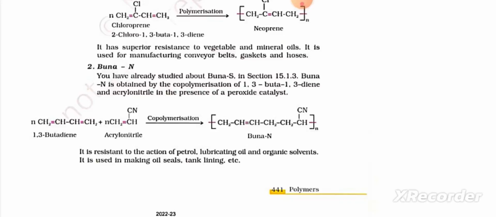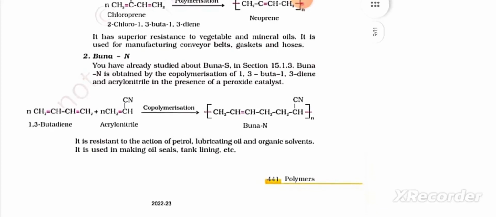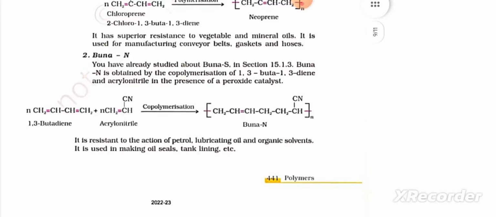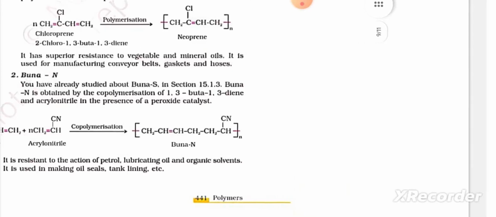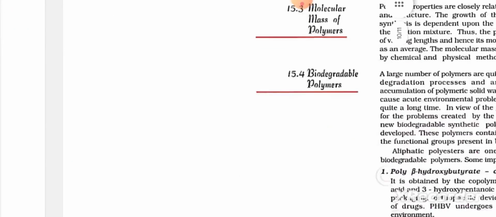Second is Buna-N. You have already studied Buna-S in section 15.1.3. Buna-N is obtained from the copolymerization of 1,3-butadiene and acrylonitrile in the presence of a peroxide catalyst. It is resistant to the action of petrol, lubricating oil and organic solvents. It is used in making oil seals, tank linings etc.